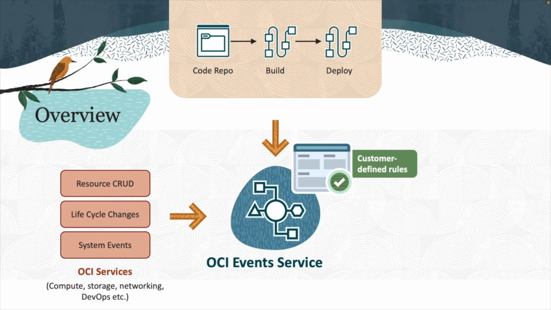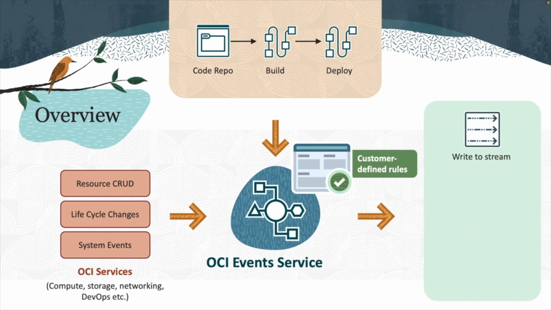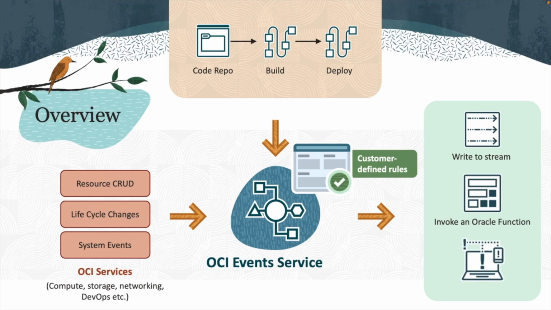Rules should also specify one or more actions to trigger when the event occurs. Actions can include sending an event to the streaming service, which is used for ingesting and consuming high volume of data streams in real time. Or you can invoke an Oracle function, which is the serverless platform that lets you create, run, and scale applications without managing an infrastructure. Or it could be sending to a topic with subscriptions of the notification service.